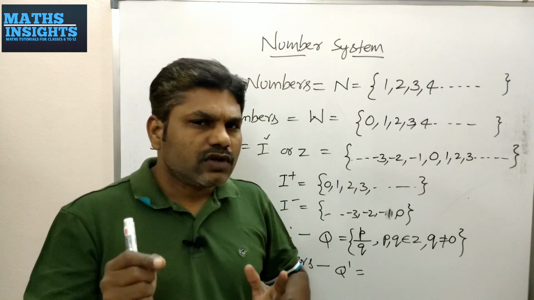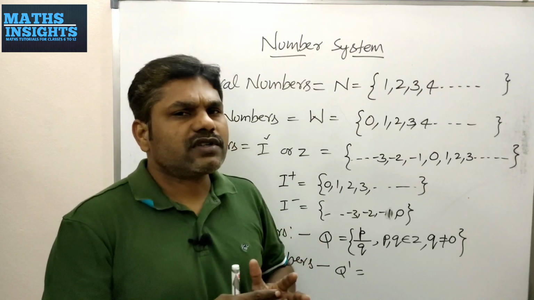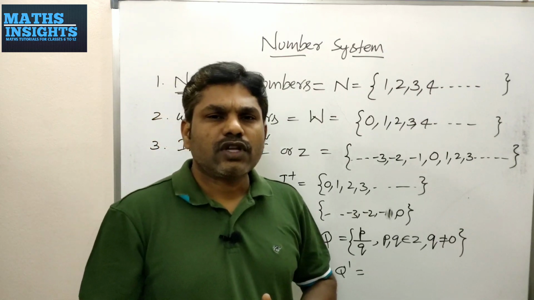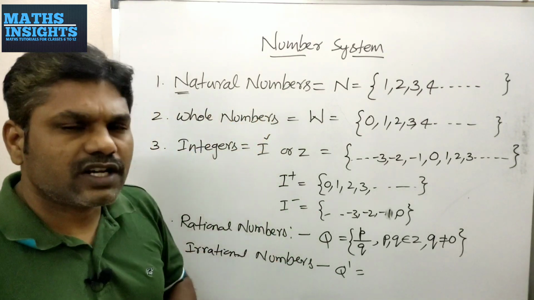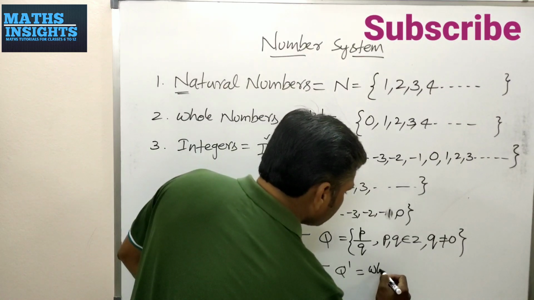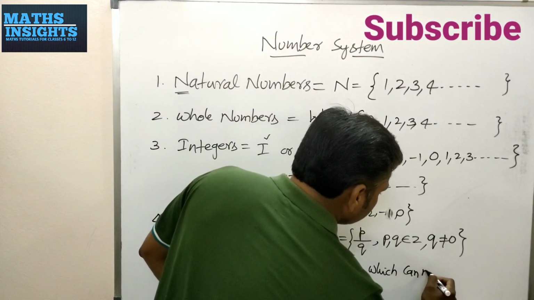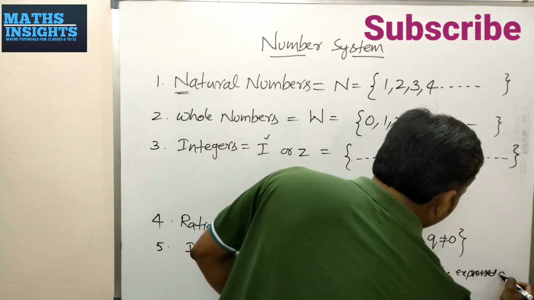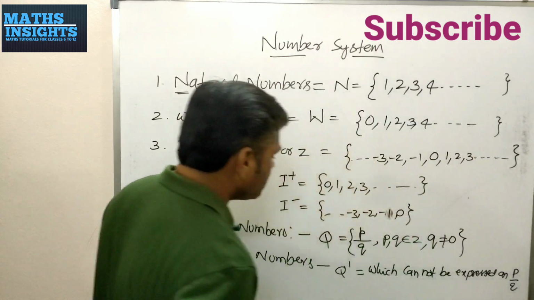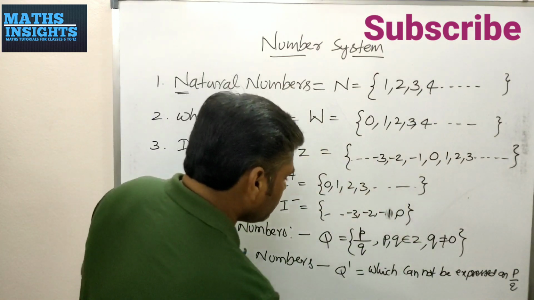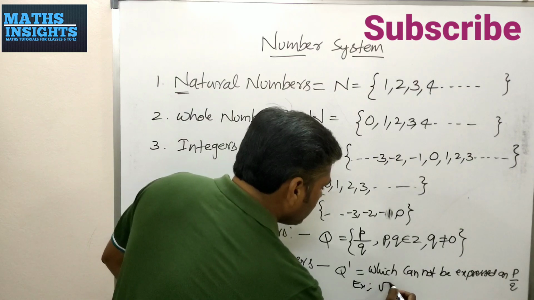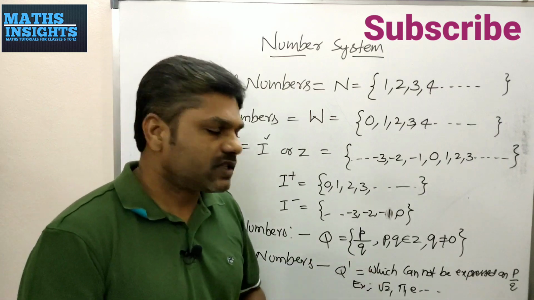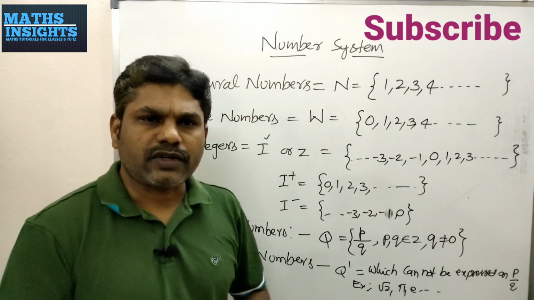And E, Euler's constant. So some numbers are there particularly which are not able to express in the form of P by Q. Those numbers are said to be irrational numbers. So we may write, which cannot be expressed as P by Q, then those numbers are called irrational numbers. And for example, you may have root 2, pi, E and so on. You may take these particular numbers as examples for irrational numbers.